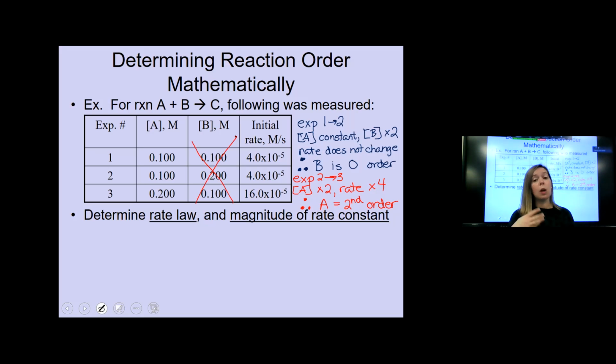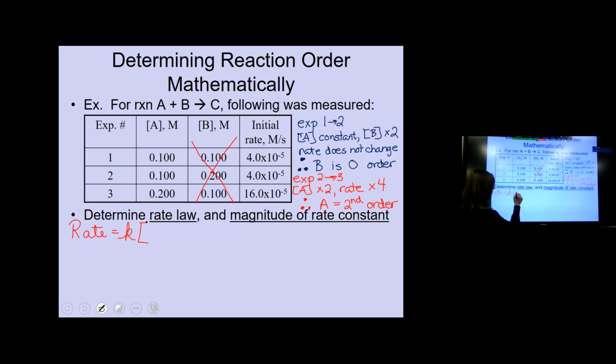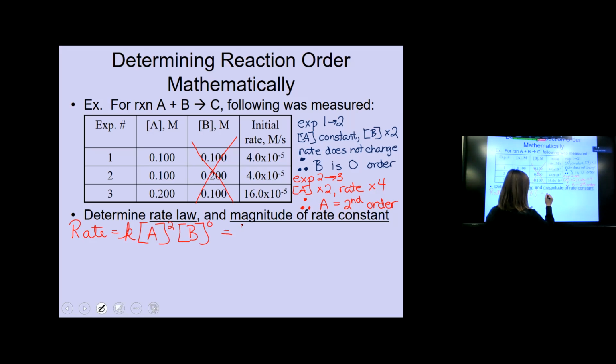So A is doubling, we know B doesn't do anything, and the rate is quadrupling, so that is going to be second order, because think about your rate law. Your concentration is increasing by a factor of 2 squared. 2 squared is 4. So my rate law is going to be k times the concentration of A squared times the concentration of B to the 0 power, which would have a value of 1. So I would just leave that out. You don't need to write that. You could have gone straight to k times [A] squared.